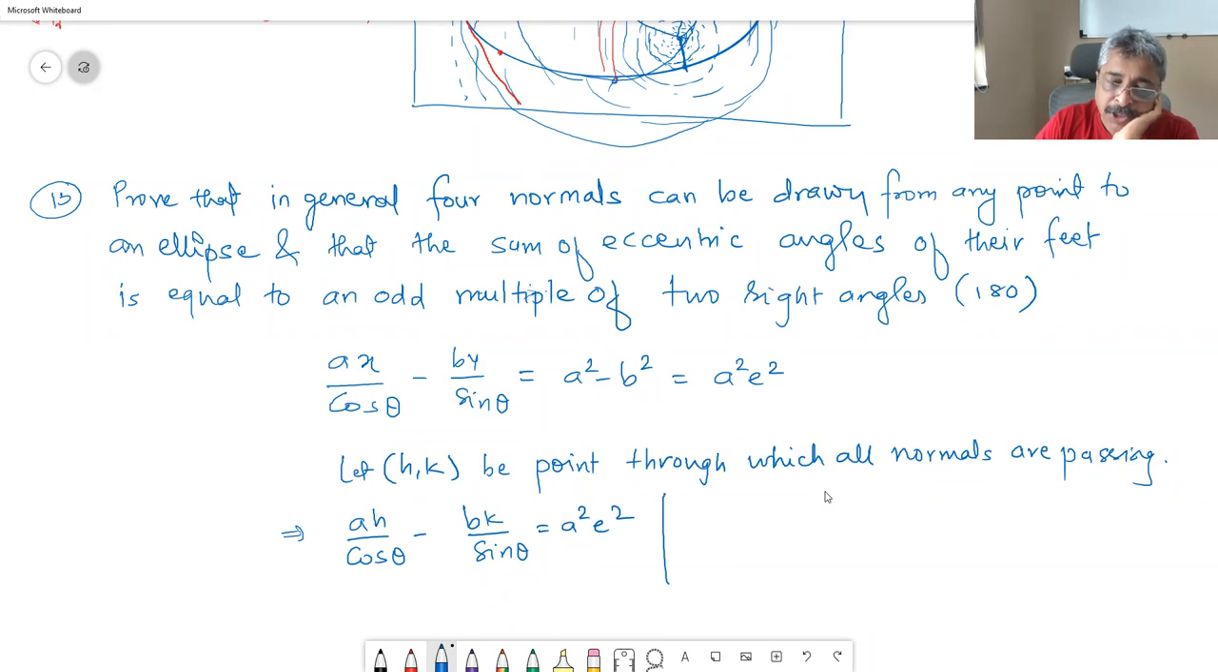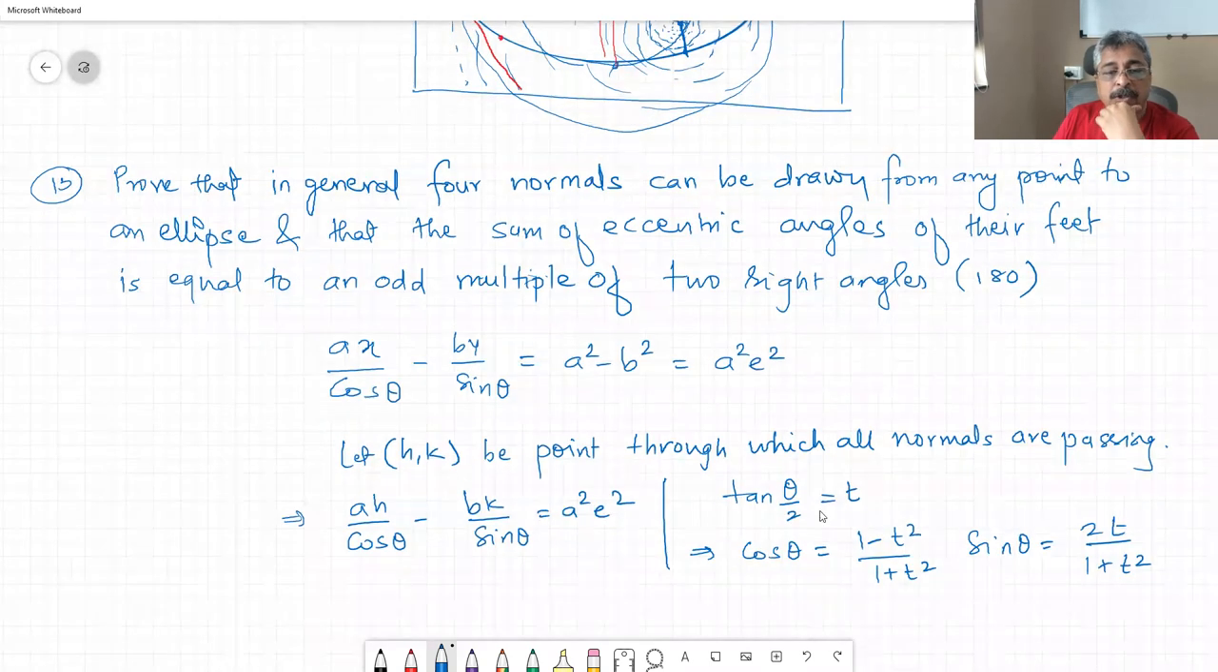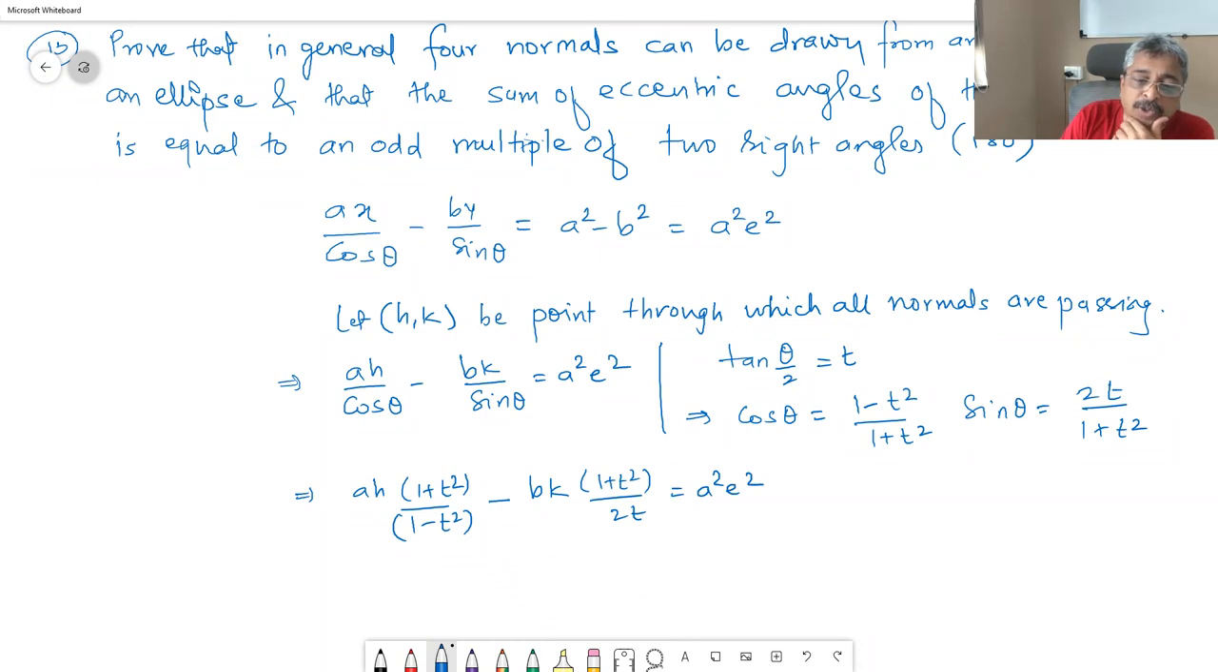Now we have to exploit trigonometry. Tan theta by 2 is equal to t. Therefore cos theta is equal to 1 minus t square upon 1 plus t square, and sin theta is equal to 2t upon 1 plus t square. Theta is our eccentric angle, but the trigonometry is true, and hence by substituting here we get ah into 1 plus t square upon 1 minus t square minus bk into 1 plus t square upon 2t is equal to a square e square. Now you clear the denominator and you will get an equation in t to the fourth.